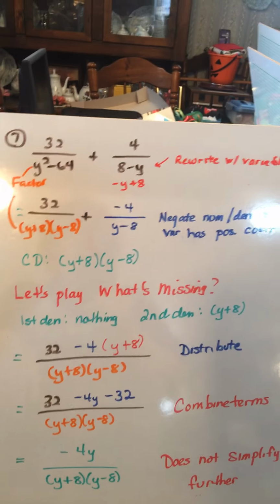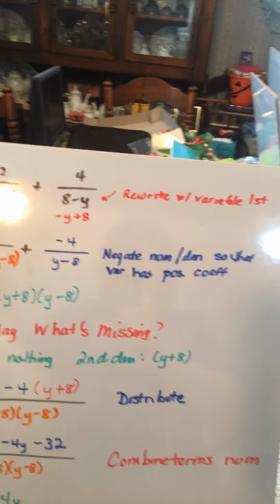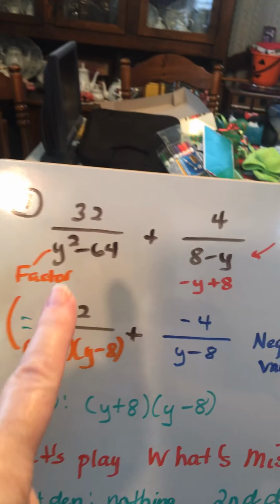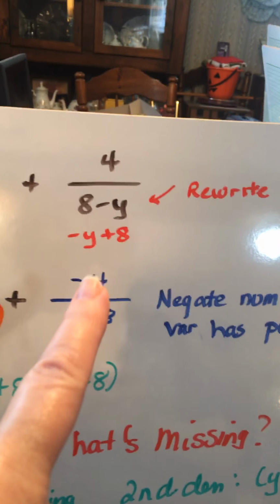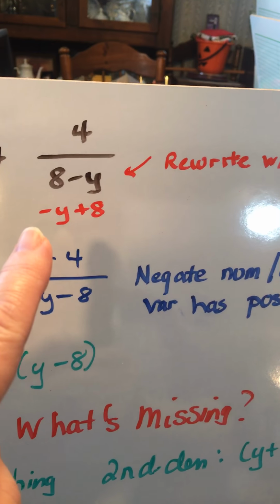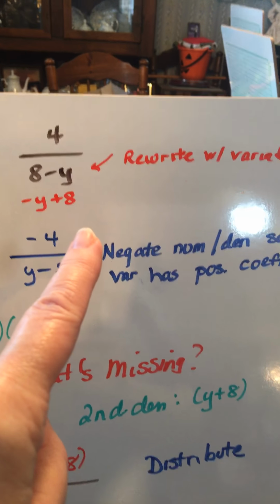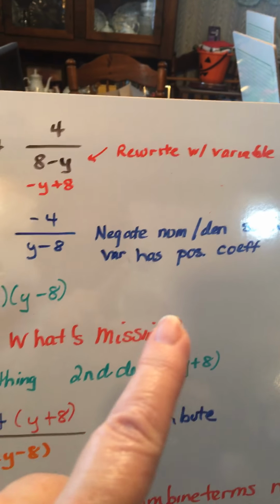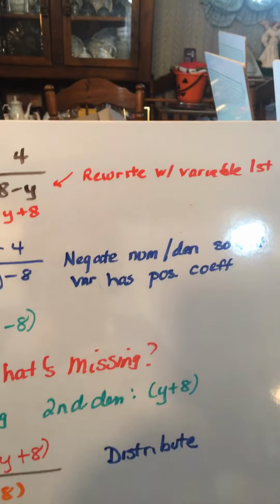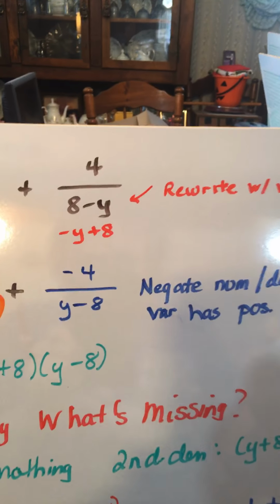An example for problem 7. Notice I go ahead and factor the first one. The 8 minus y I rewrite as negative y plus 8. Then again, I want this variable positive, so what do I have to do? Negate the bottom and negate the top.